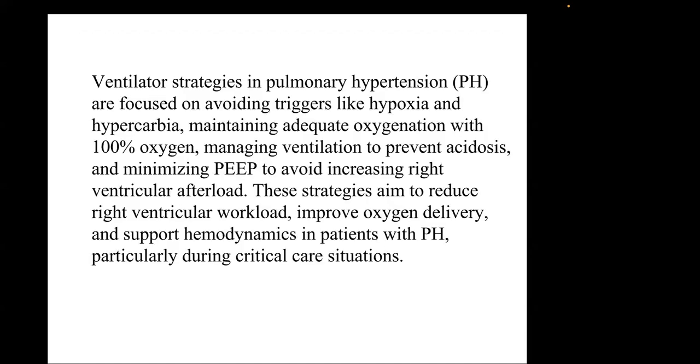And the ventilator strategy in pulmonary hypertension is focused on avoiding triggers like hypoxia and hypercarbia, maintaining adequate oxygenation with 100% oxygen, and managing ventilation to prevent acidosis and minimize PEEP to avoid increasing right ventricular afterload. This strategy aims to reduce the right ventricular workload, improve oxygen delivery, and support hemodynamics in patients with pulmonary hypertension, particularly during critical care situations.